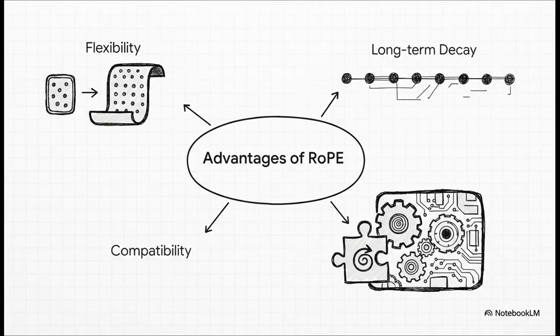And this little rotation trick, it comes with some massive advantages. For one, it makes the model super flexible, so it can handle sentences that are way longer than anything it saw during training. It also has this natural decay built in. The connection between two words gets weaker the further apart they are, which is exactly how our brains process language. On top of all that, it works beautifully with all the new super efficient model architectures.